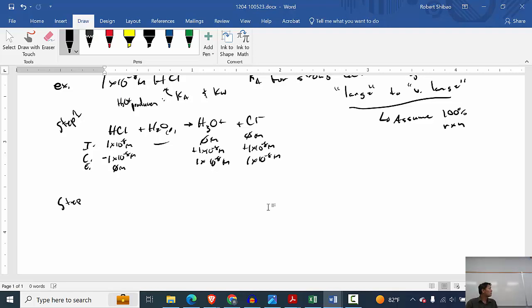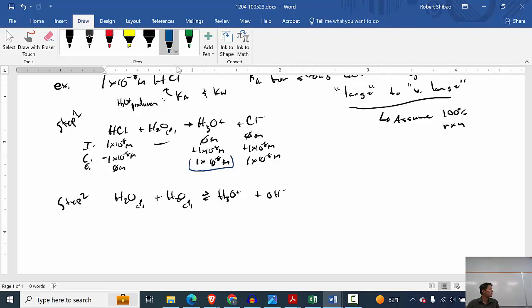Now, in step 2, we're going to get some additional hydronium because we're going to look at KW. KW is a liquid water molecule colliding with a liquid water molecule. This is going to make hydronium. So we're going to get extra hydronium from this collision. We're also going to get hydroxide. Now, there are different ways we can handle this, but probably the easiest way, what we do for stepwise, is we just carry this down.